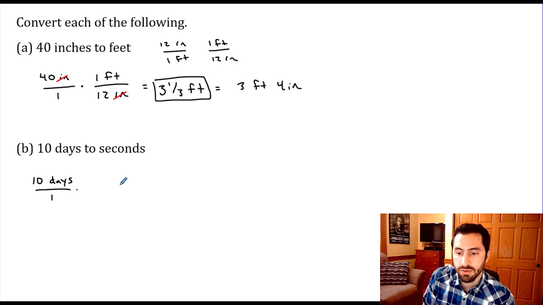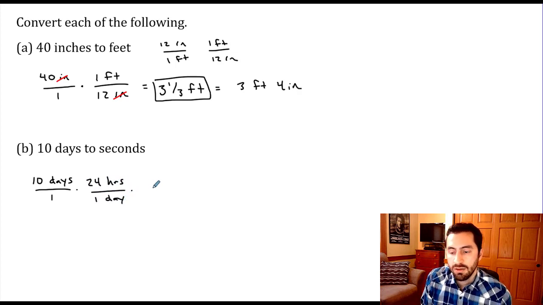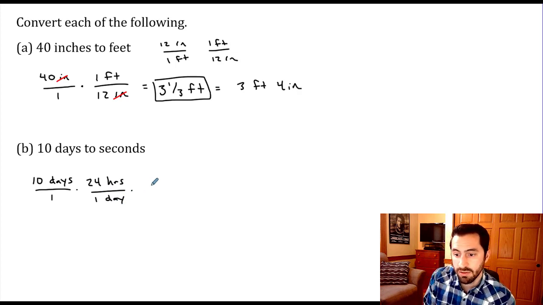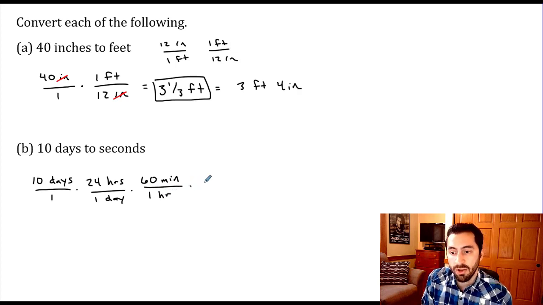So first, let's take days and convert that into hours. So there are 24 hours in 1 day. I already have days in the numerator, so I want days to be in the denominator. So 24 hours over 1 day. After doing this multiplication, we'd be in hours. So now let's change hours into minutes. So there are 60 minutes in 1 hour. Again, we want the hour to be in the denominator, so it cancels out. And now we can go from minutes to seconds. So there are 60 seconds in 1 minute.